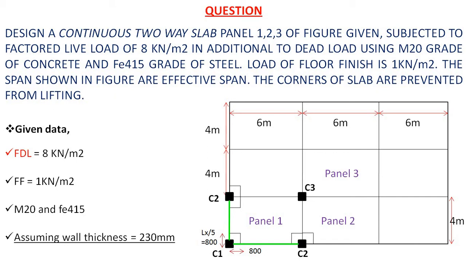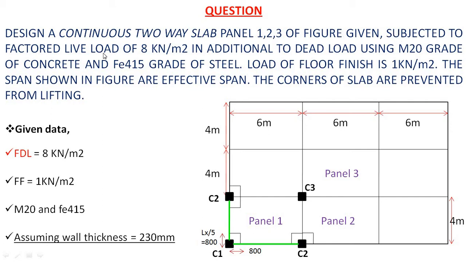The question is something like this: design a continuous two-way slab, panels 1, 2 and 3 of the figure given. In the figure three panels are given: panel number 1, panel number 2 and panel number 3. We have to design panels 1, 2 and 3. In this video I have taken the design of panel number 1 only, and I have also provided the solution for panel number 2 and panel number 3 in the last part of my video.